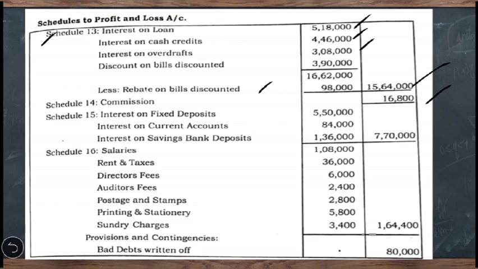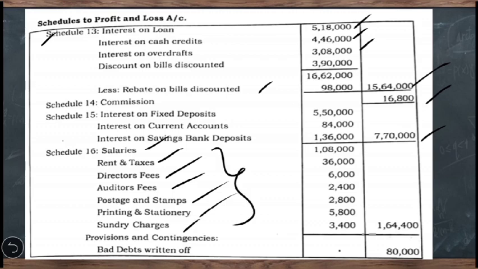Then note number 15 is with regard to interest expended. So here we will be including interest on fixed deposits, interest on current accounts, and interest on savings bank account. So total of note number 15 is 7,70,000. The next, note number 16, is with regard to operating expenses. Under that we show salaries, rent and taxes, directors fees, auditors fees, postage and stamps, printing and stationery, sundry charges. So these are the items that come under note number 16. Total of note number 16 is 1,64,400.